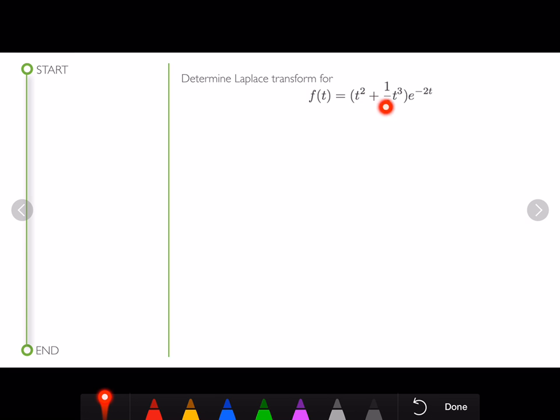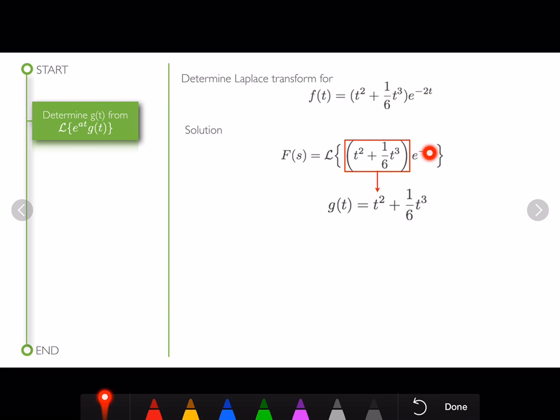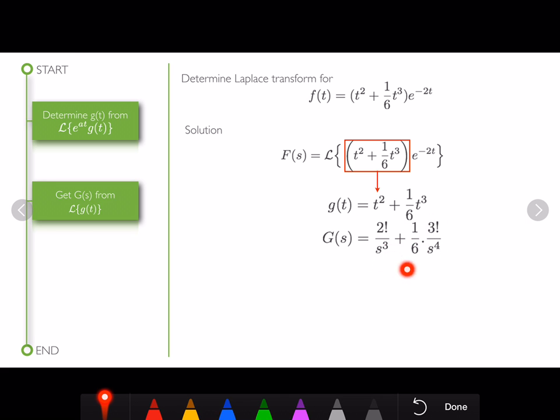For my f(t), first of all, I'm going to identify what my g(t) is here. This is very simple. This is my g(t), and this one is my a. a is negative 2. So just Laplace transform the g(t). This is what I get here. Again, this is somehow using linearity. We just Laplace transform the t to the power 3. So this is what I have here.